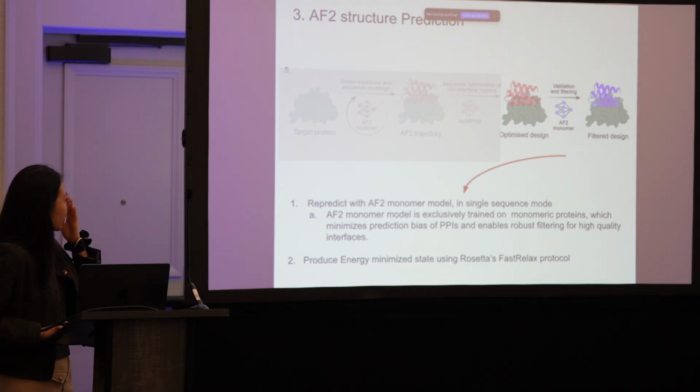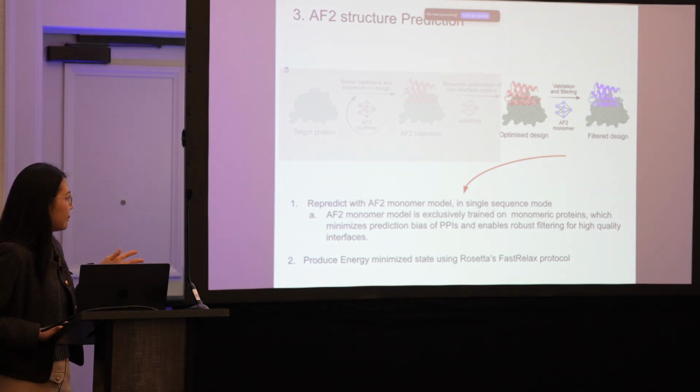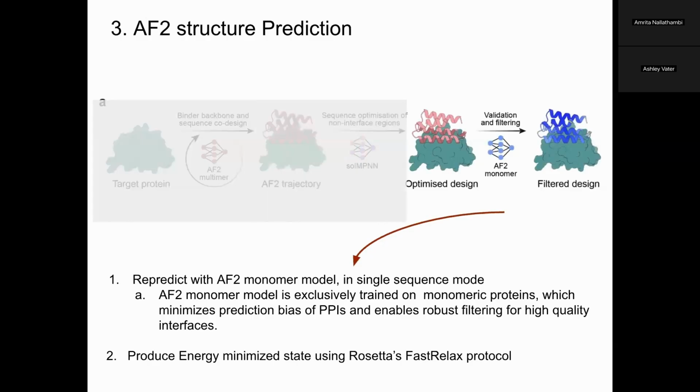The final part is, after you redesign with the MPNN, you repredict it with the AlphaFold 2 model to make sure your binder binds well to the target structure. But in this case, instead of using an AlphaFold 2 multimer model, we use the AlphaFold 2 monomer model. The reason is that the AlphaFold 2 monomer model is exclusively trained on monomeric proteins, so we thought we could decrease the bias regarding protein-protein interactions coming from the AlphaFold 2 multimer model. In that case, we can robustly filter out the high-quality interfaces.